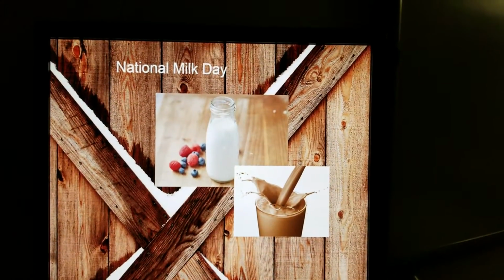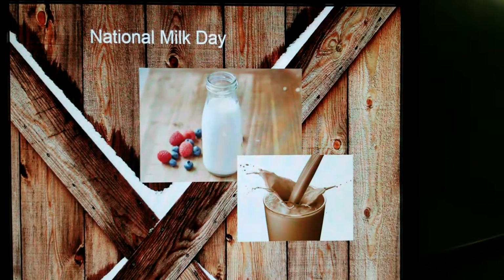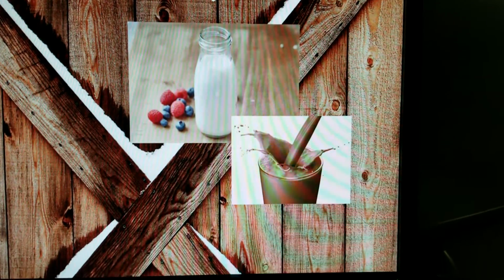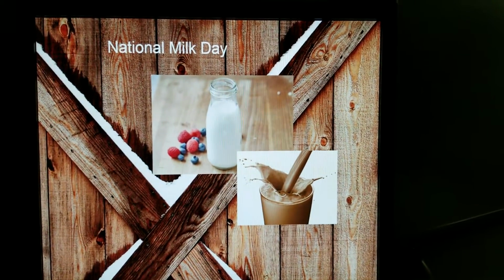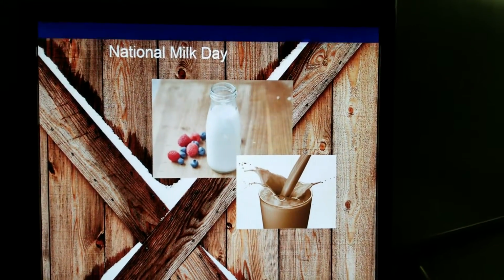It is National Milk Day, so white milk, chocolate milk. I'm a fan of both. I enjoy a cold glass of milk with a warm chocolate chip cookie. Maybe you do too. It is National Milk Day, so celebrate that on this Thursday.